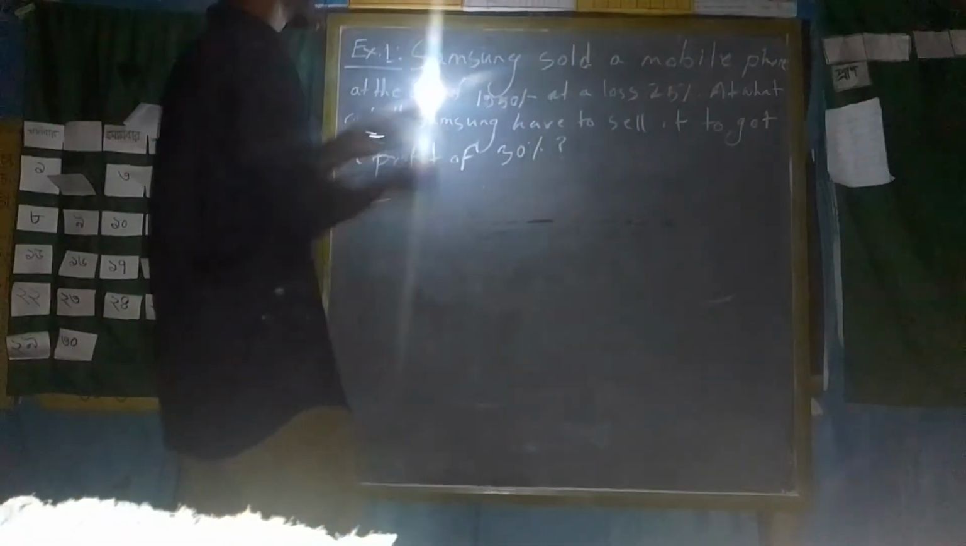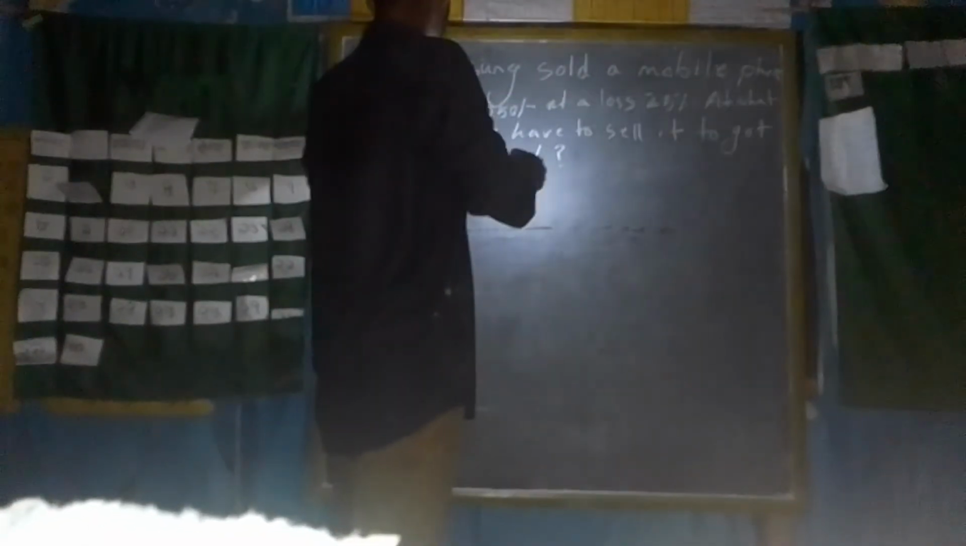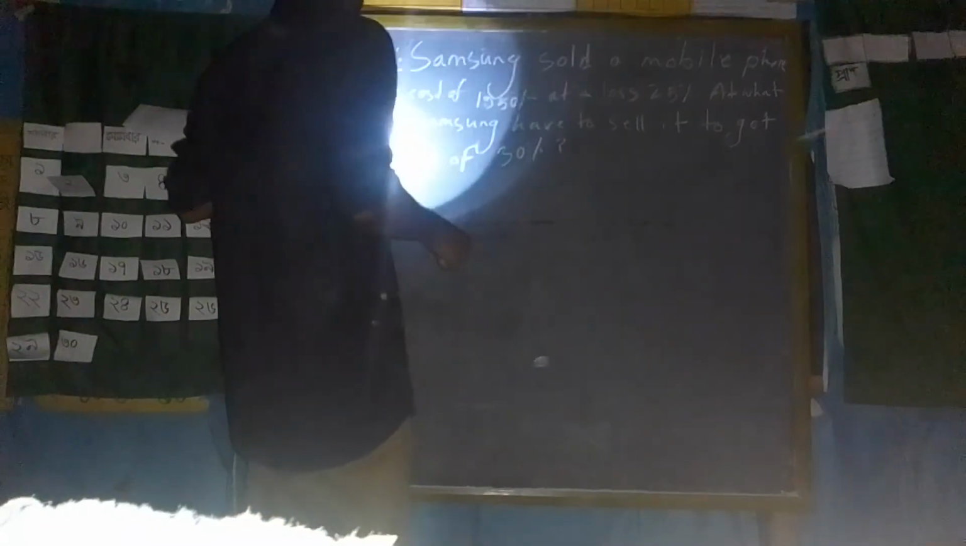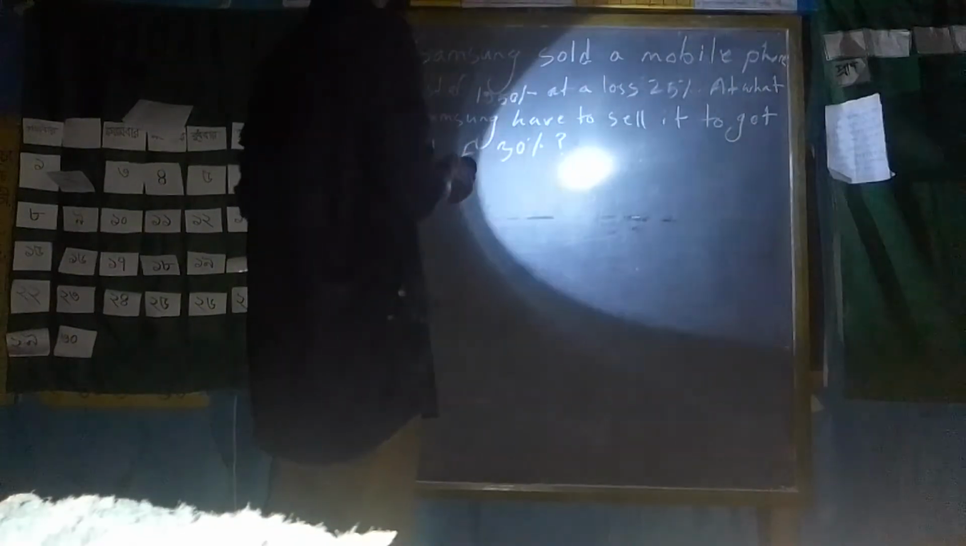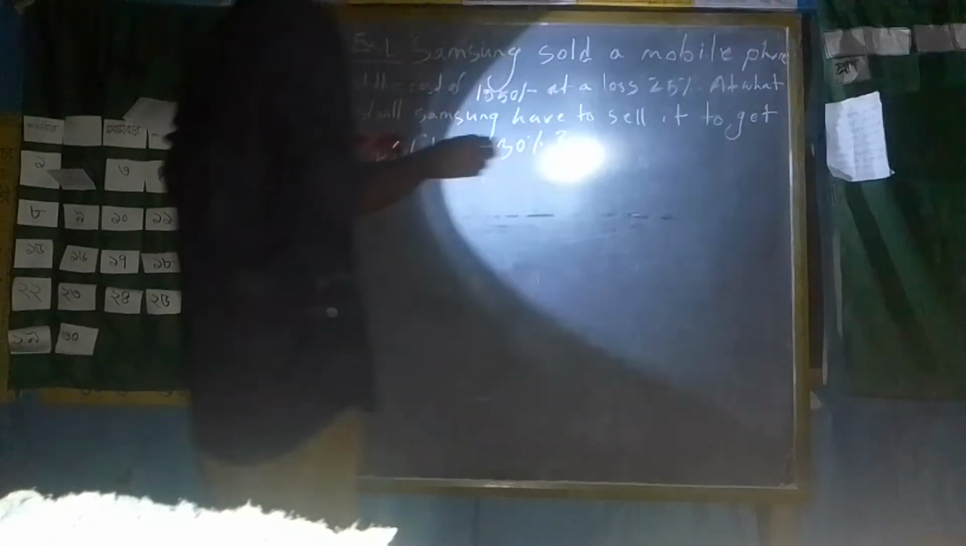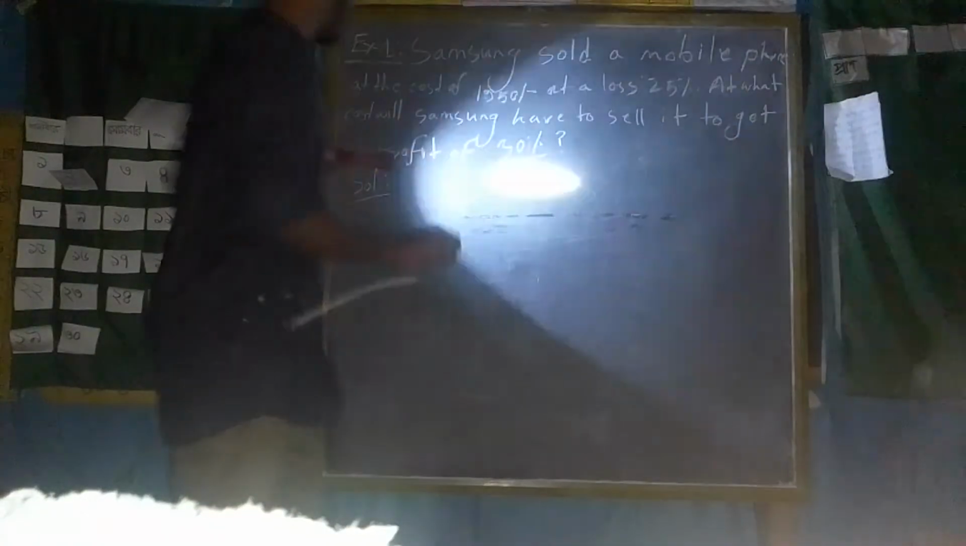First example, number 1. Samsung sold a mobile phone at the price of 1950 taka at a loss of 25%. At what price will Samsung have to sell it to get a profit of 30%? First of all, Samsung incurred a loss, then we have to identify the price at a profit of 30%. Okay, here is the solution.